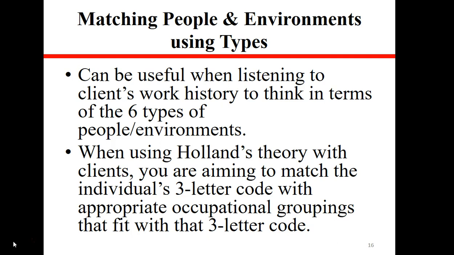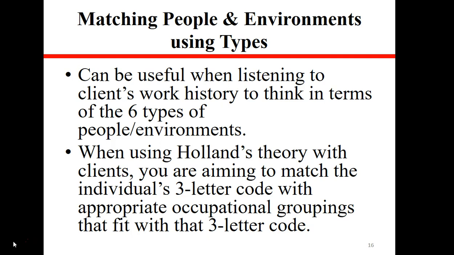So when you're using Holland's theory with clients, you're aiming to try and match the individual's 3-letter code with the appropriate occupational groupings that fit with that 3-letter code. So for example, if you have a client who has the 3 preferences of, let's say, artistic, enterprising, and social, I'm looking, as I'm saying this, at the ONET database, and I'll post a link to ONET under week 3 on Blackboard. The ONET is organized around Holland's codes.